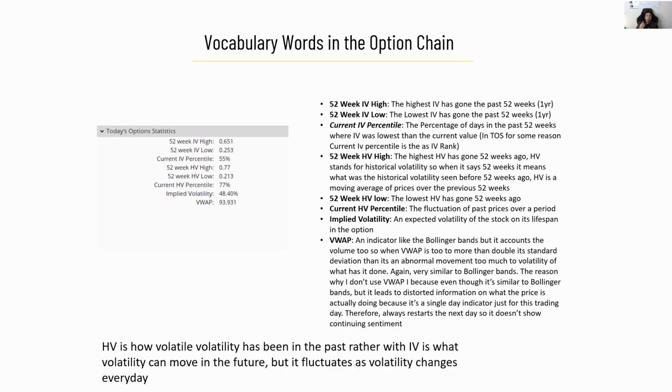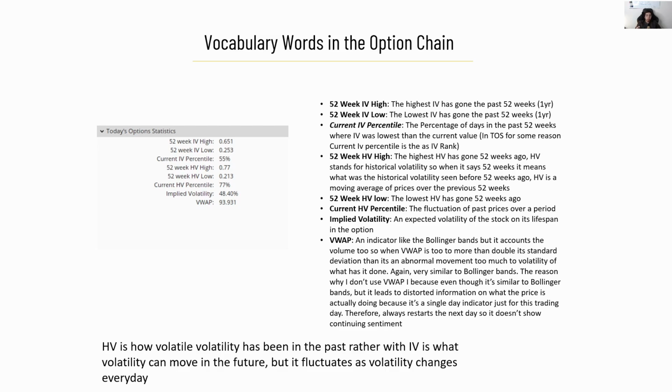whereas IV, which is implied volatility, is what volatility can do in the future. But it fluctuates as volatility changes every day with IV. So HV is what volatility has done based on history, while implied volatility is what it's anticipated to do. And whenever volatility changes tomorrow, the expectation for the future changes because the facts change of what it's doing realistically. So that's important to understand. Now, the current HV percentile stands for the fluctuation of past prices over a period of time. I don't really look at that because I rather use the current IV percentile.